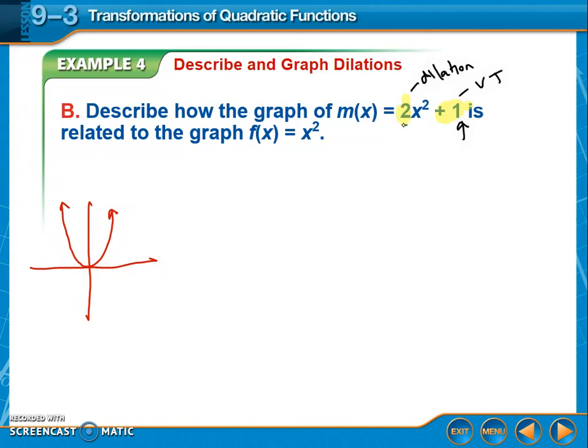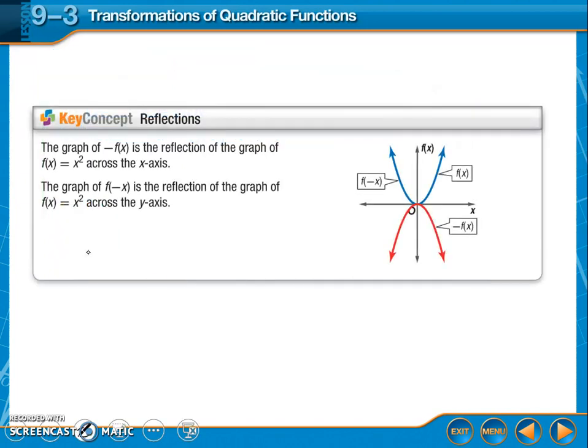and this makes it skinnier because it's greater than 1. So this green, the first thing I would do is make it skinnier a little bit. Oh, I can't draw. Okay, so it gets a little bit narrower. And then the plus 1 is what moves it up. So I move it up from there. After I shrunk it, it gets a little bit narrower and starts at 1 now. Okay, hopefully you get the idea despite my horrible drawing.